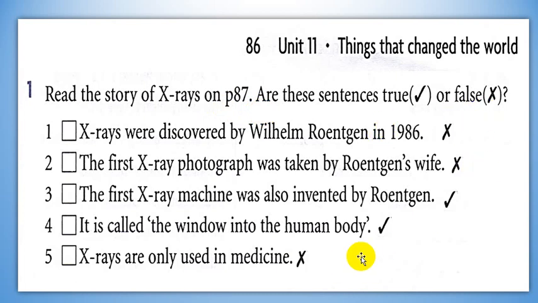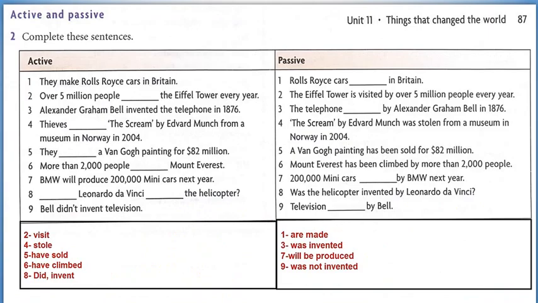The first sentence is solved for you, with information from the previous text we read. X-rays were discovered by Wilhelm Röntgen in 1986. Of course the date is wrong. The first X-ray photograph was taken by Röntgen's wife. No, of Röntgen's wife by Röntgen. The first X-ray machine was also invented by Röntgen. That is true. It is called the window into the human body. That is also true. X-rays are only used in medicine. No, of course, they are used in many fields: in airports, factories, and in discovering lost art works.